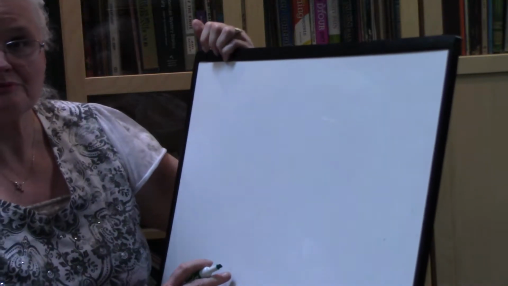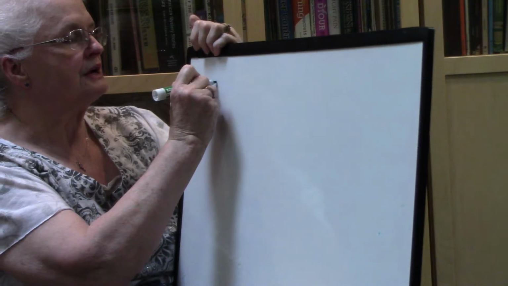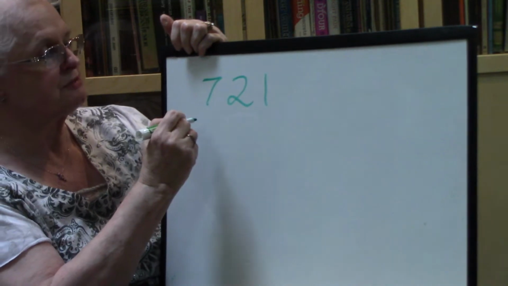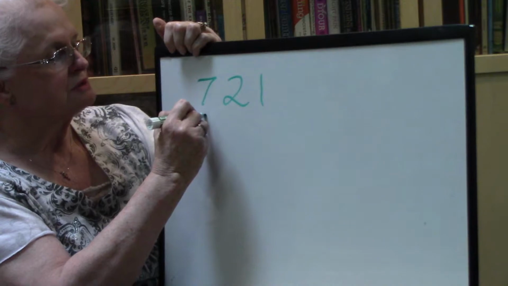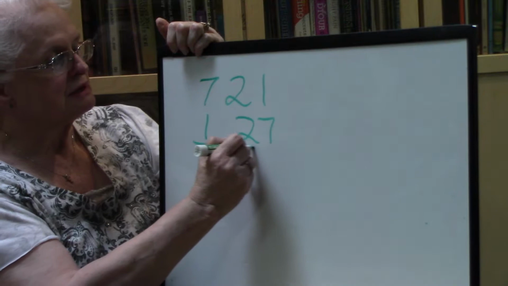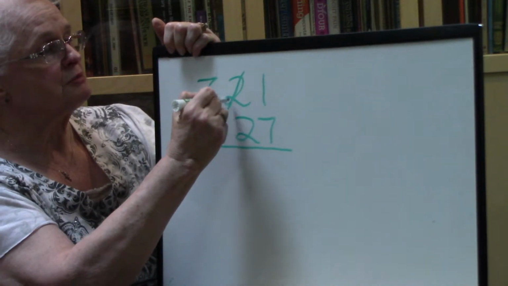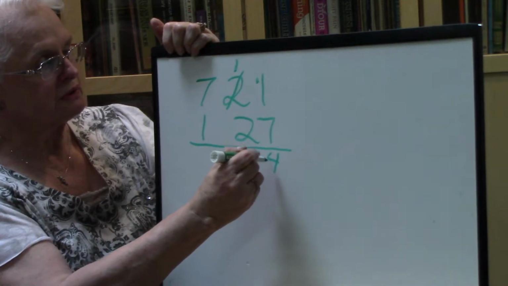Okay, so here's how the trick works. Can you pick a different number for me, Daryl? Just out of your head. 721. Okay, 7, 2, 1. Now we'll reverse it, making sure that the smaller number is under the bigger number. So we have 1, 2, 7. Now we'll subtract. 1 take away 7 we can't do, so we have to borrow. Now we have 11 take away 7, which is 4.